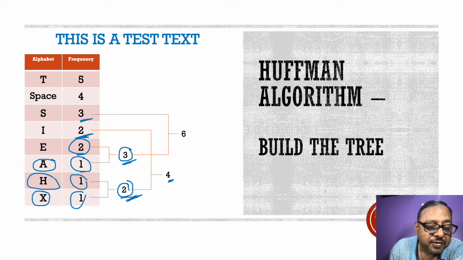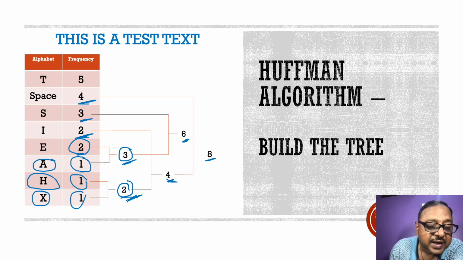So we form a node out of 3 and 3, which gives a node frequency of 6. Now we have two 4s. So one 4 is here and one 4 is here. So we form a node out of this. So I get a node frequency of 8.